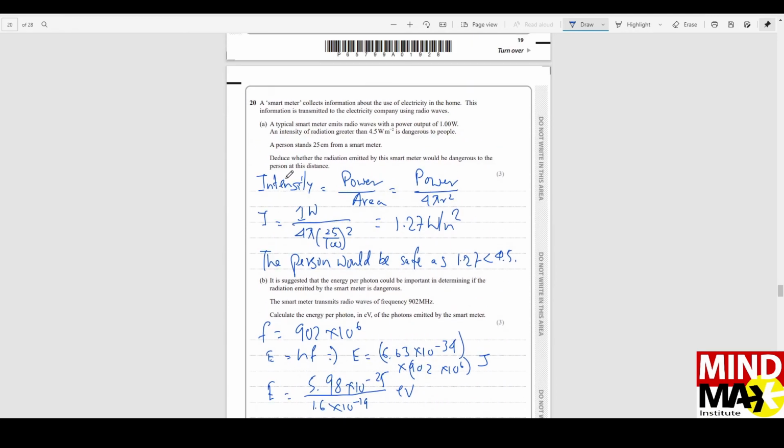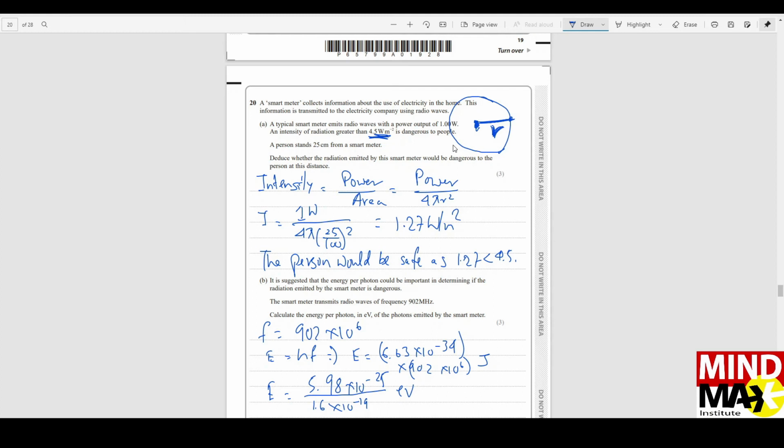Number 20, intensity. Long story short, this question is about radio waves being emitted from the smart meter in our houses, and it's sent to the electricity company to see how much electricity is being used up by the house. To find the intensity, we have to divide the power by the area.